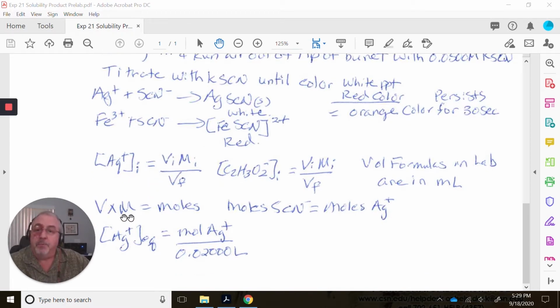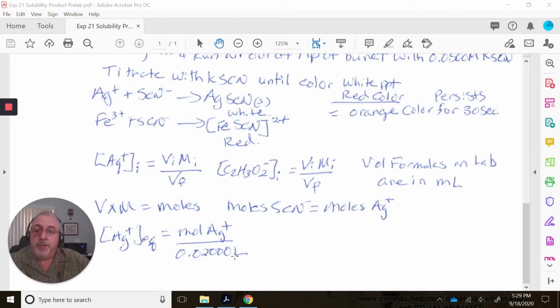We also want to remind you that volume times molarity makes moles. And once we determine the moles of the thiocyanate ion, that will also tell us the moles of the silver ion. And so to get the silver ion concentration at equilibrium, we'll just take the moles of the silver and divide by the volume, but in liters, and it was a 20 mL volume that we pipetted into the flask for titration.